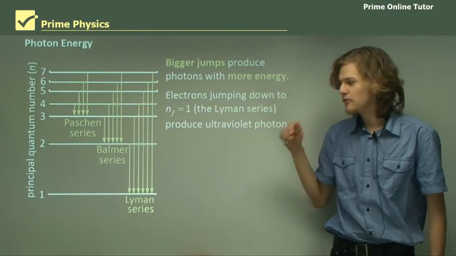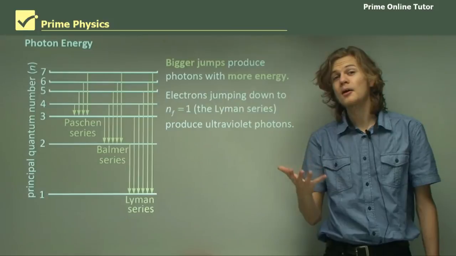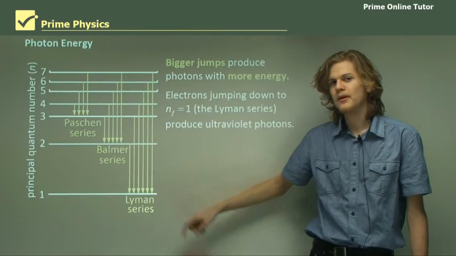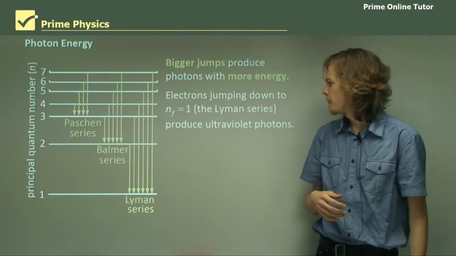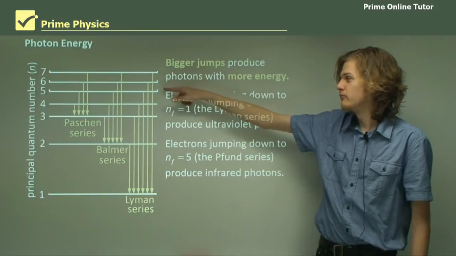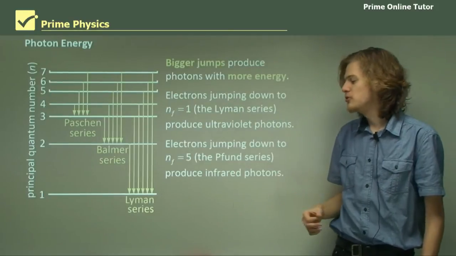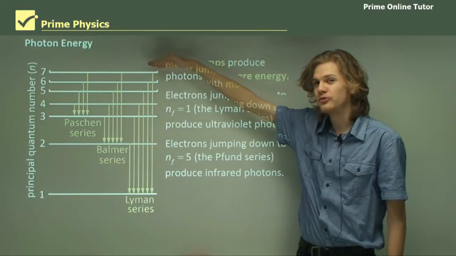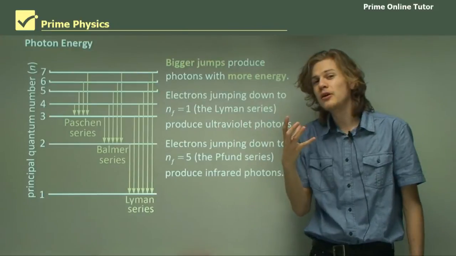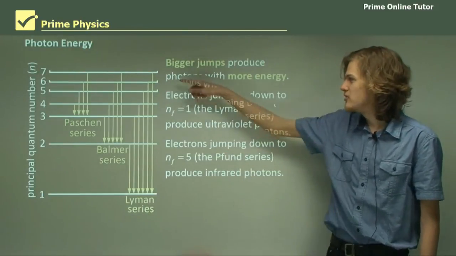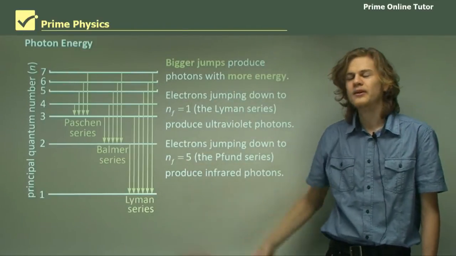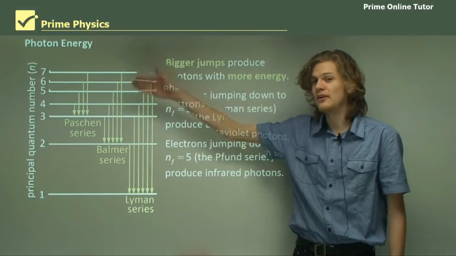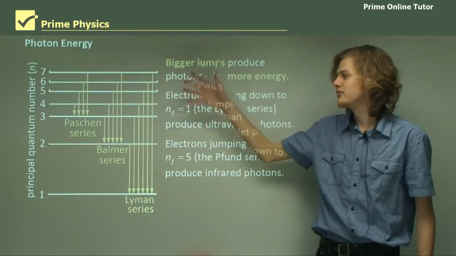So electrons jumping all the way down to Nf equals 1, which of course is the Lyman series, produce ultraviolet photons. So that means when they jump all the way down to the bottom, that's when they release the most energy. When they jump only down to 5, which is the Pfund series, then they produce infrared photons. We can see that if we jump from 8 or 9 or 10, they'll all be pretty close together, and so they'll only produce a little bit of energy when they jump down to 5. We can see that the jump from 5 all the way down to 1 is a lot bigger. For example, the jump from 5 down to 3, or even from 7 down to 3, which is 4 energy levels, but it's a very different energy.